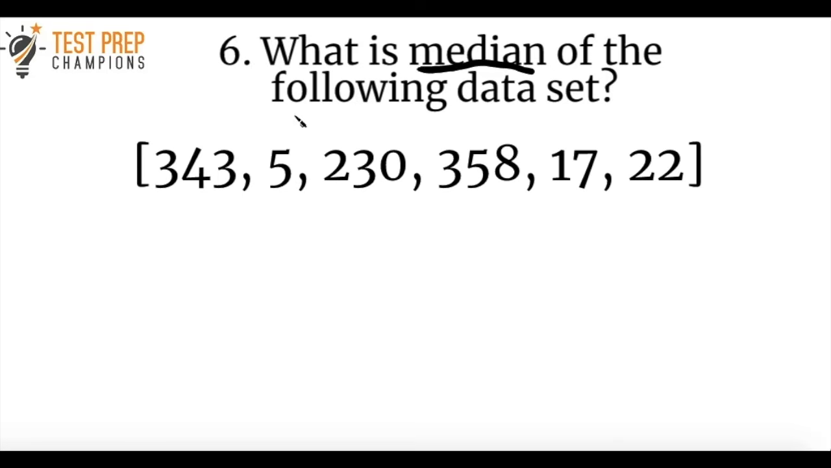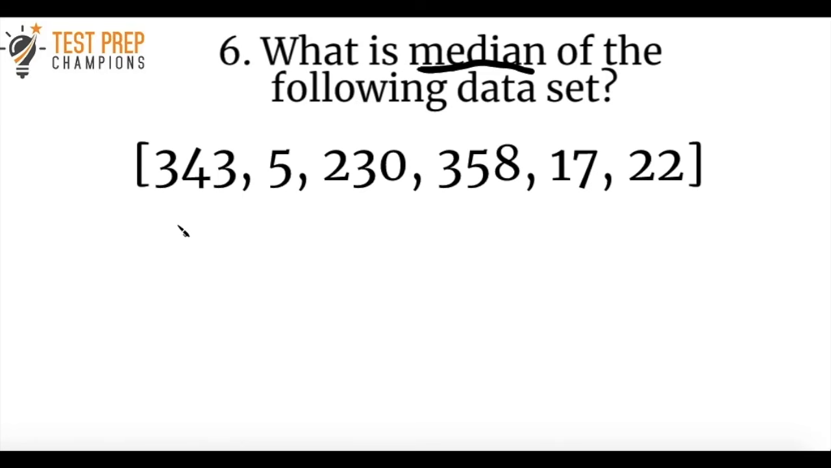1, 2, 3, 4, 5, 6. 6 is an even number, so in this case, that's not going to work. So we're going to have to order these from smallest to largest. Then we look for the two numbers that are in the middle, and we add them up and divide by 2. That's how we get the median.